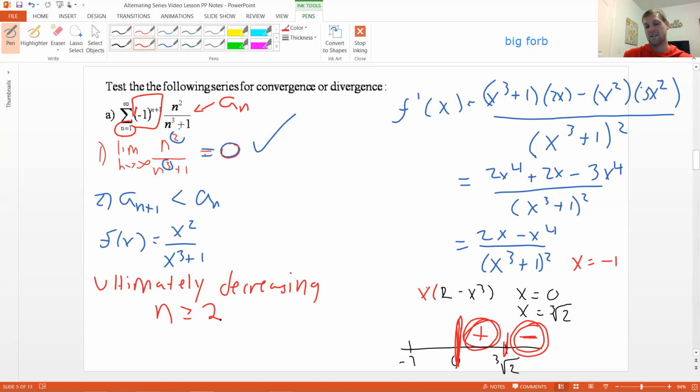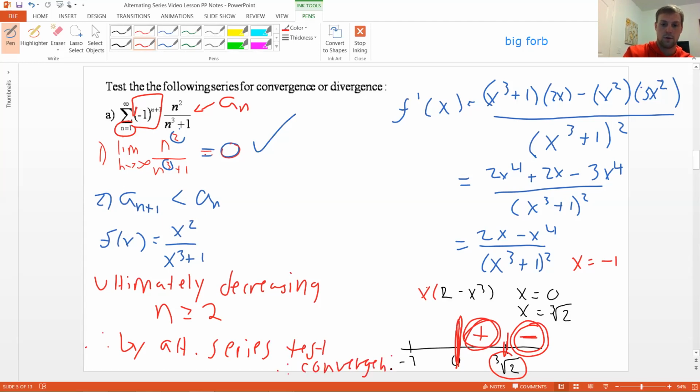If n is equal to 1, it's increasing, but once I go past this point right here, the cube root of 2, which is like 1 point something, so I'm at like n is 2 or 3 or 4, then it's going to be ultimately decreasing. So it takes only one term before it starts to decrease. That's what I mean by ultimately. Does that make sense? Then you would say, therefore, by alternating series test, convergent.